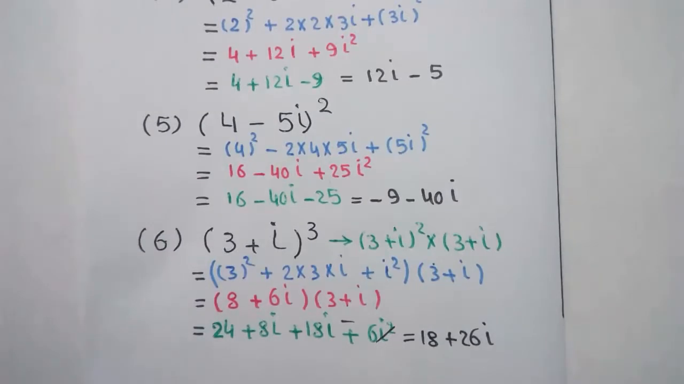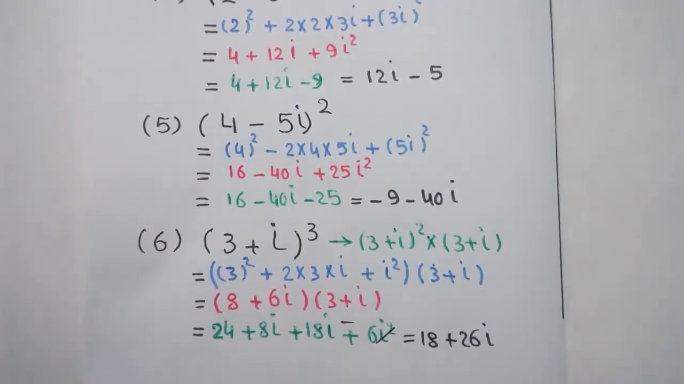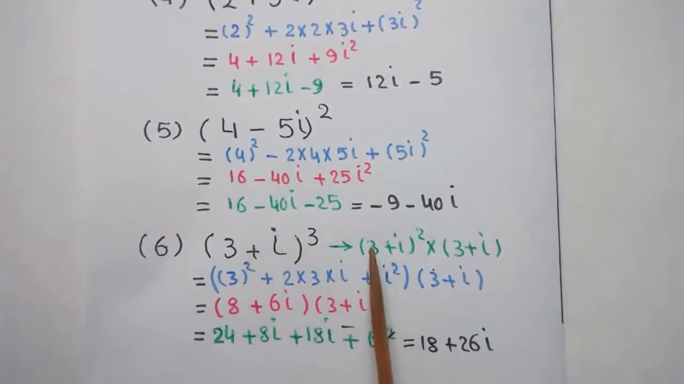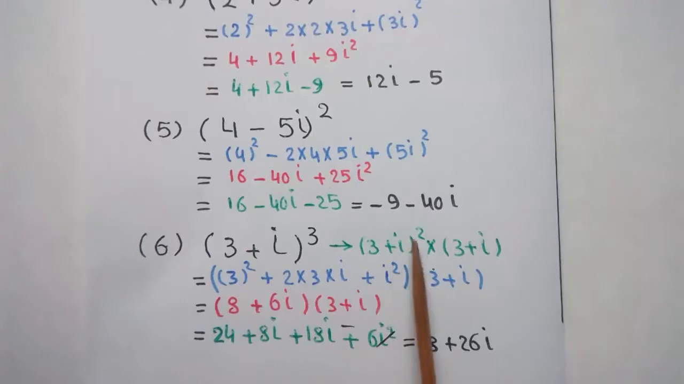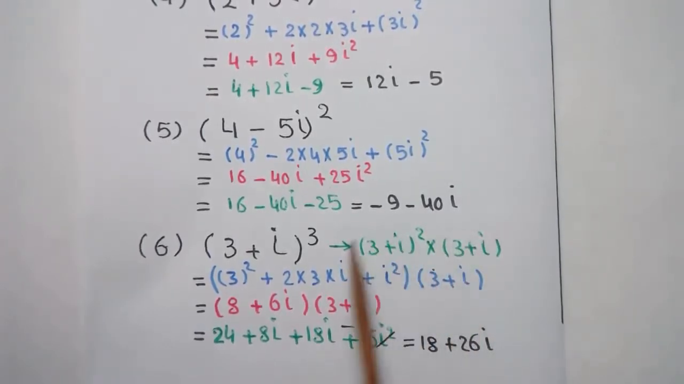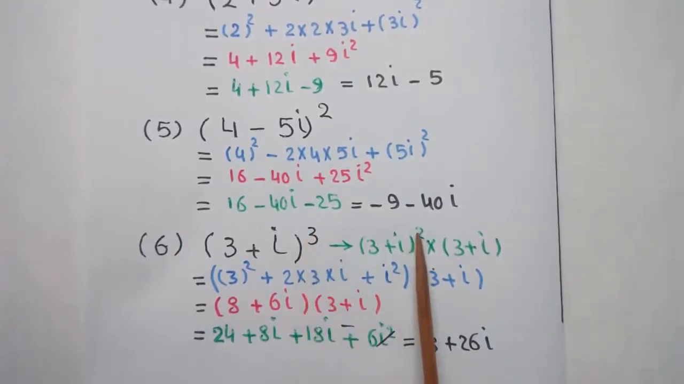Another example. (3 plus i) all power 2, all power 3. We will write it as (3 plus i) all power 2 times (3 plus i).